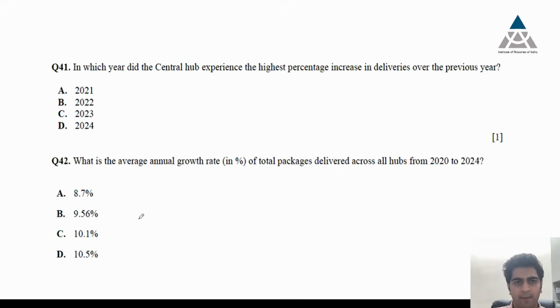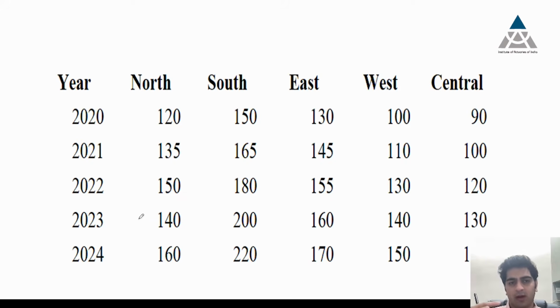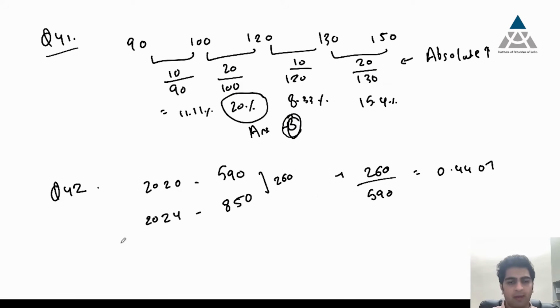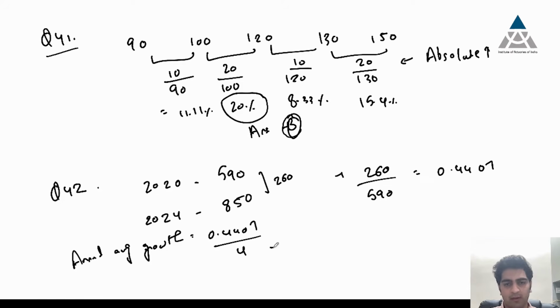Now a common mistake would be to do something like, okay, so this happened over a span of 4 years, 2020 to 1, 2, 3 and 4. So over a span of 4 years this happened. So somebody may just think that the annual average growth is something like 0.4407 divided by 4, 0.1102, something like this approximately.